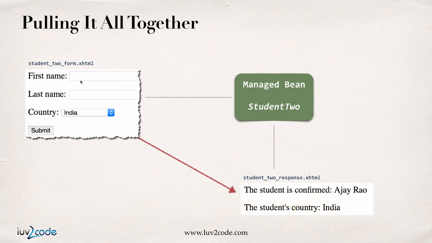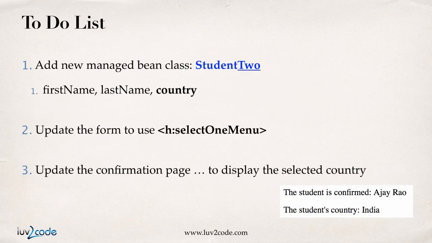Now, whenever I have a new programming task, I always like to build a to-do list. So the first thing we're going to do is we're going to add a new managed bean called student2. And it's going to have the first name, last name, and a new field called country. Then we'll update the form to make use of our JSF tag, the select one menu, that's for our drop-down list. And then we'll also update the confirmation page to display the selected country. So we could say the student's country is X. All right, so we have a lot of good things in store. Let's go ahead and get started.